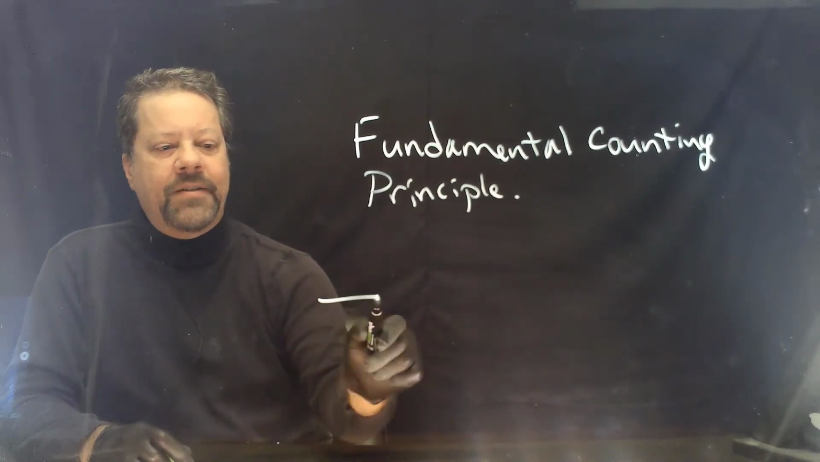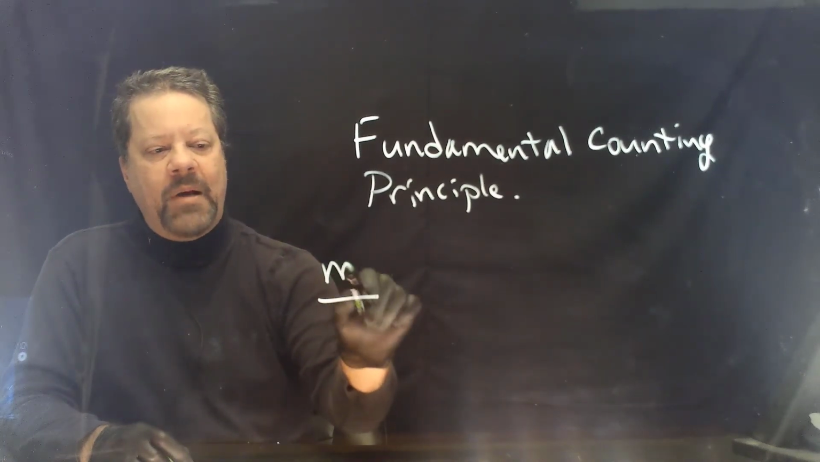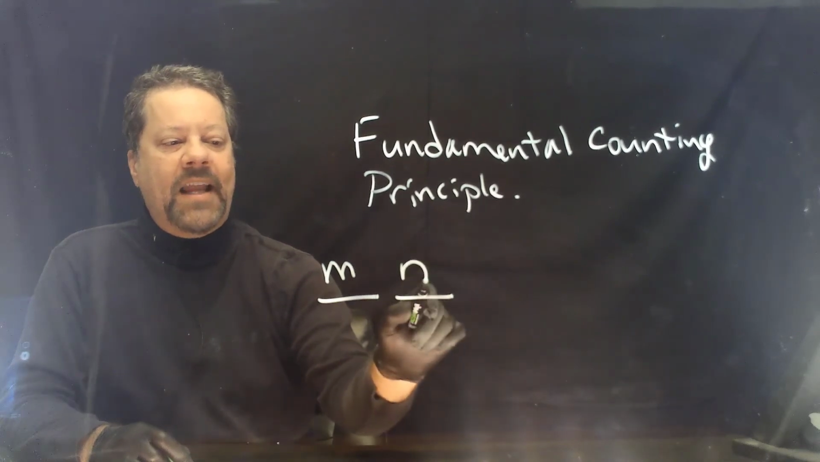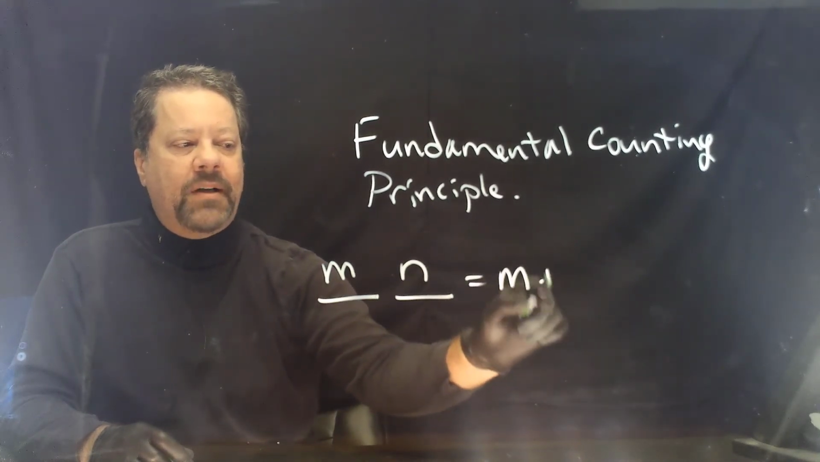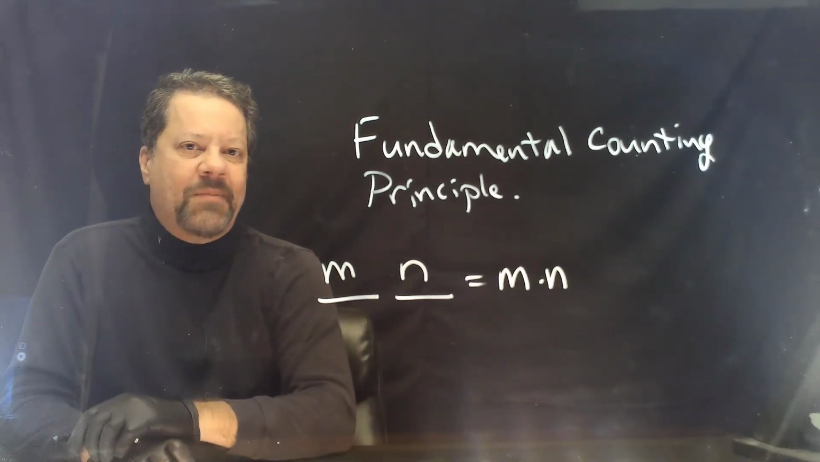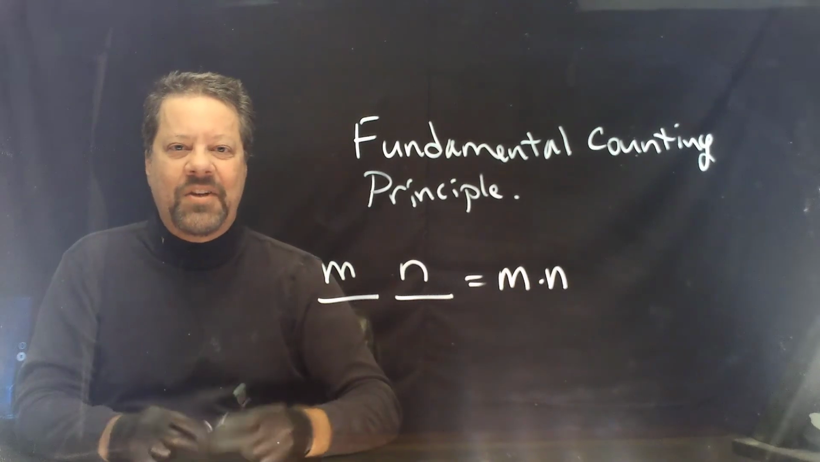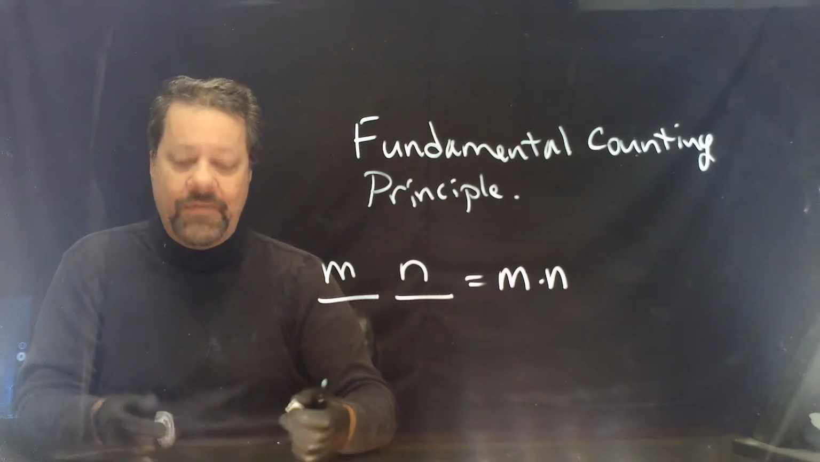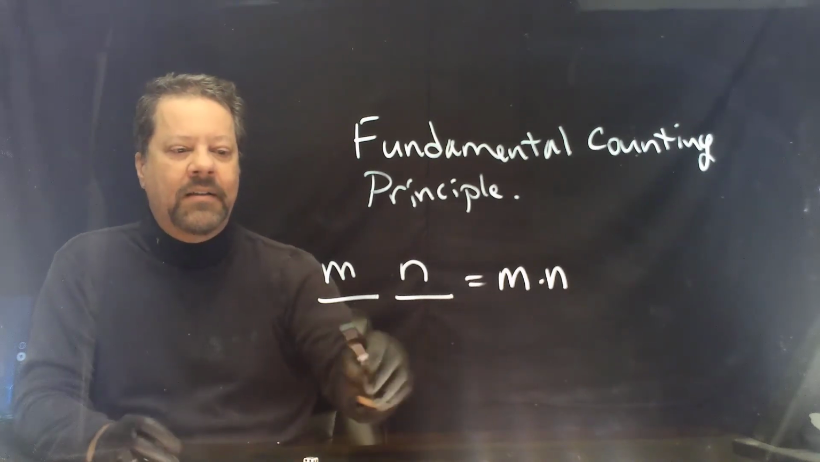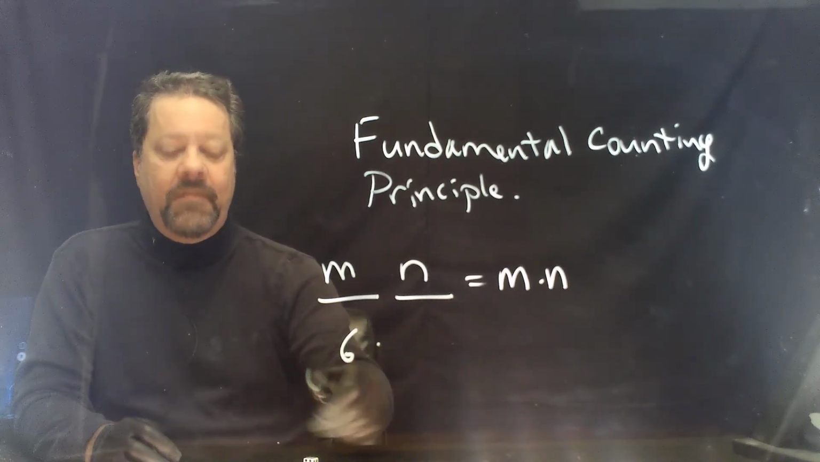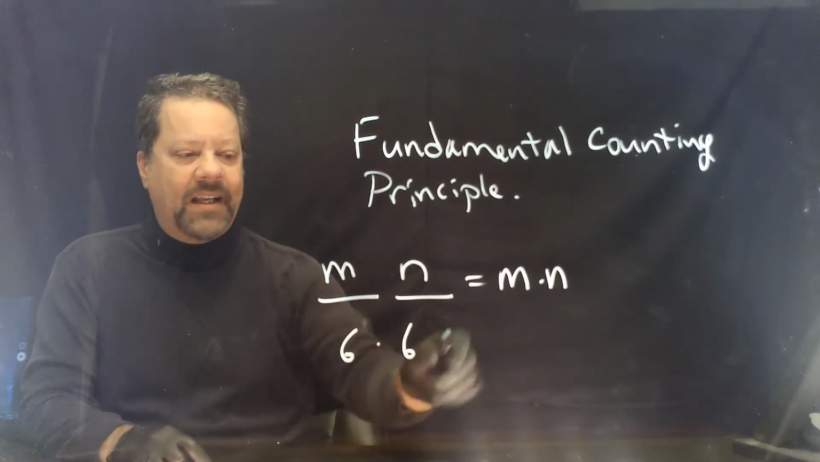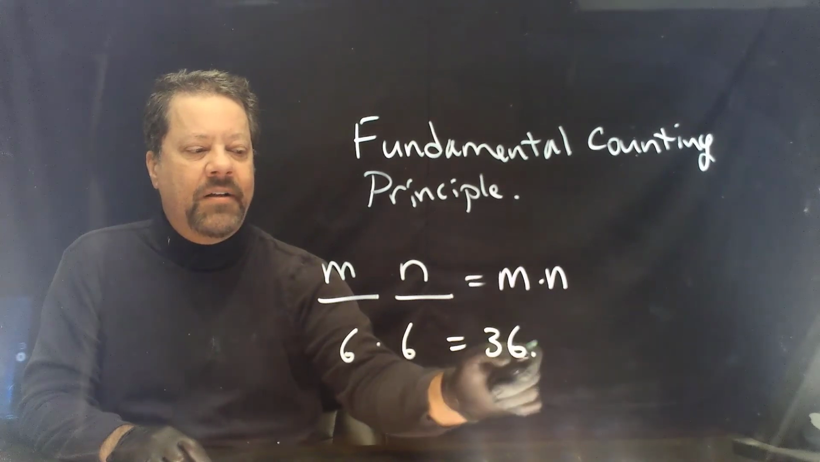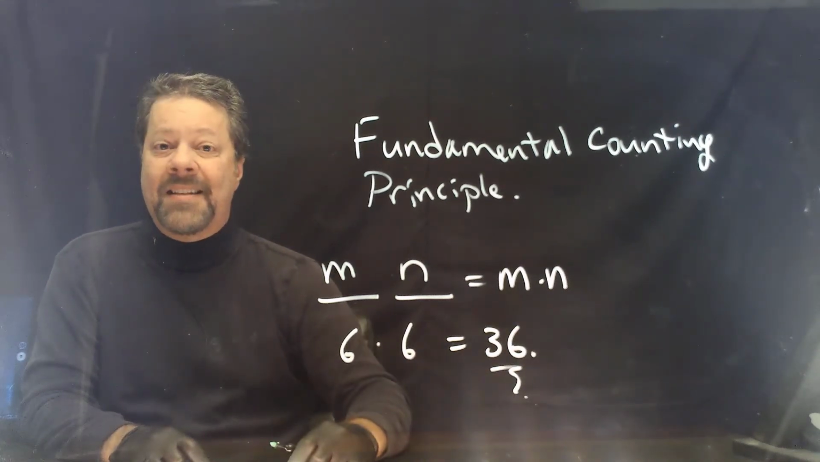If we have 2 events, one of which has m possibilities and the other one has n possibilities, the total number of possibilities is the product, m times n. So for example, if I'm tossing 2 fair dice, there are 6 possibilities for the first die and 6 possibilities for the second die. That gives us 36 possibilities in the sample space.